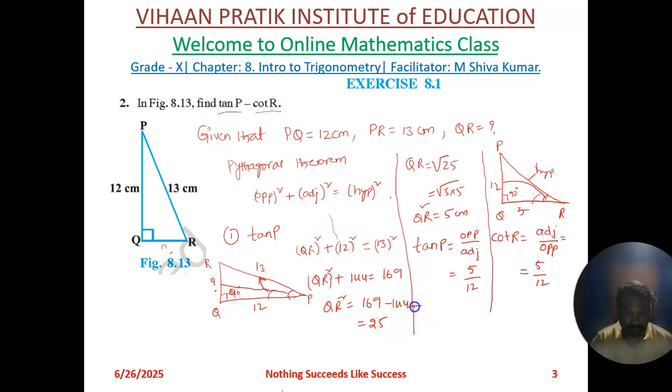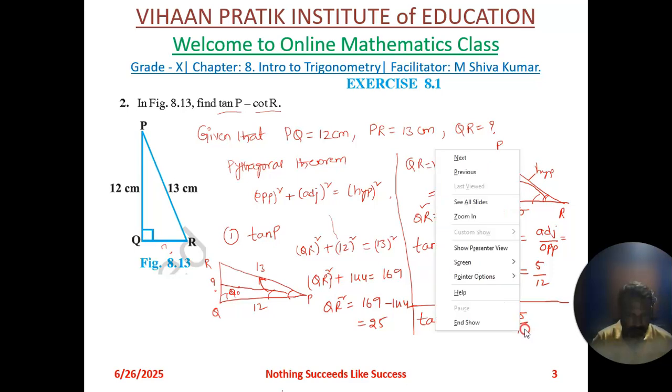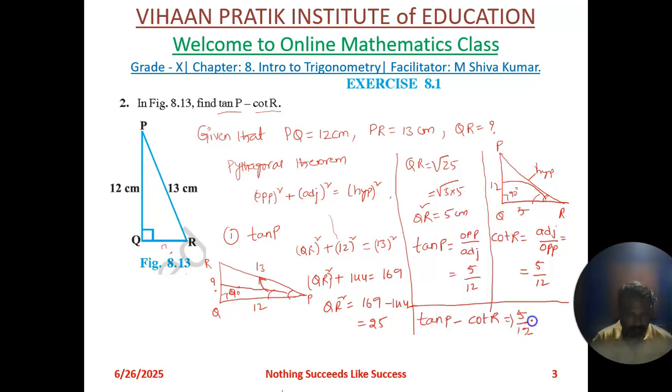Now the solution: we need to find tan P minus cot R, which equals 5 by 12 minus 5 by 12, which equals 0. So the value of tan P minus cot R is equal to 0.